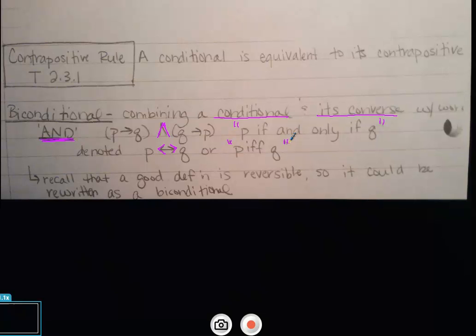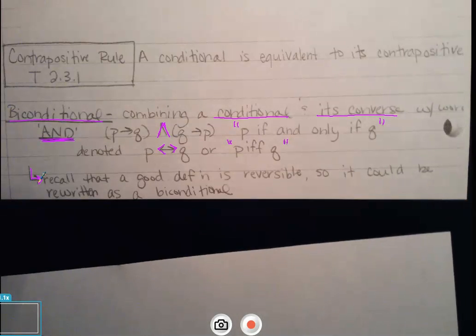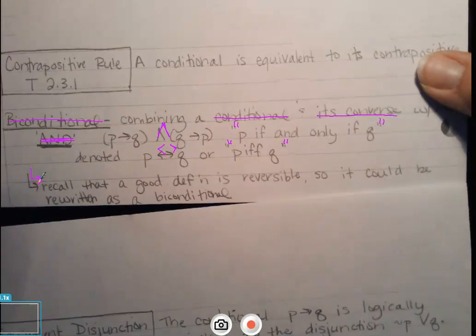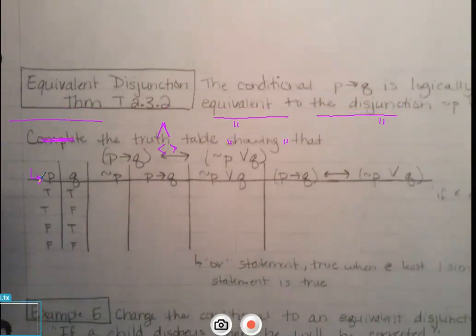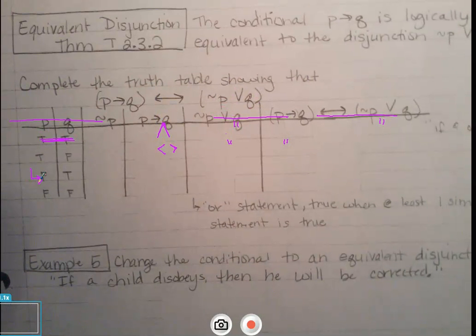All right. The reason that this biconditional is helpful is that, recall, a good definition is reversible. So it could be rewritten as a biconditional. Okay, those are reversible. All right, so let's look at this other theorem, the next theorem we have. So we have an equivalent disjunction theorem.